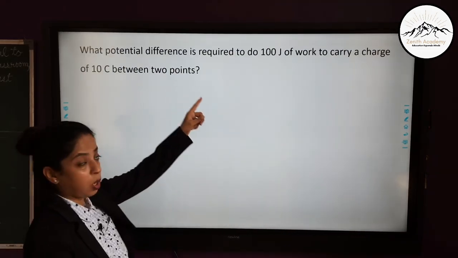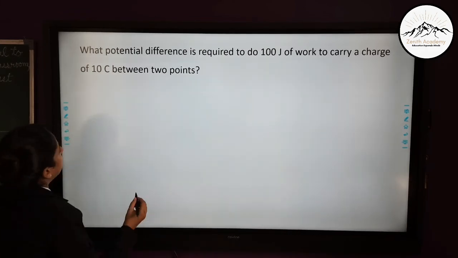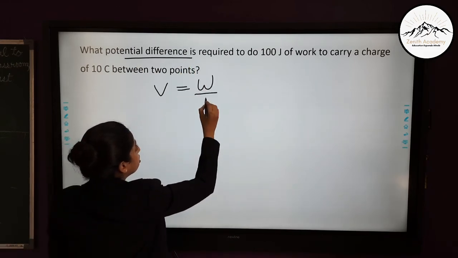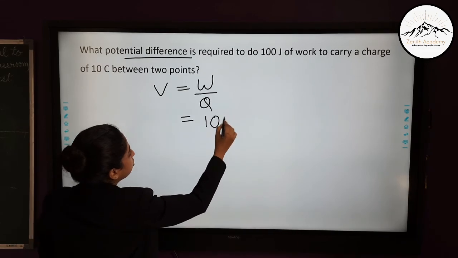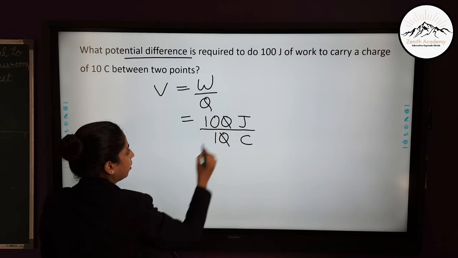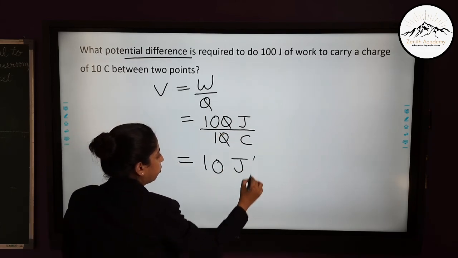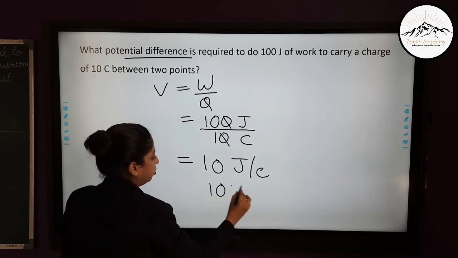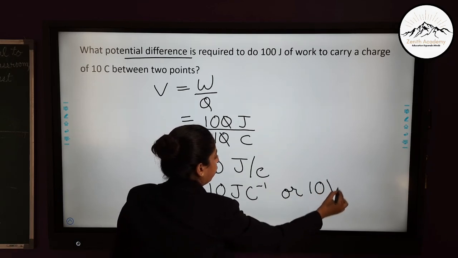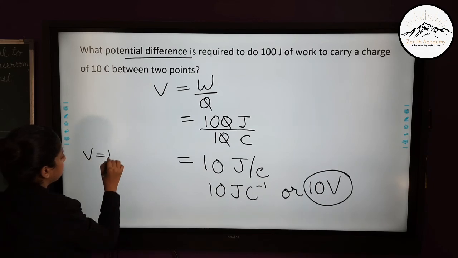What potential difference is required to do 100 joule of work to carry a charge of 10 coulomb between 2 points? Now they are asking potential difference. So we know potential difference is work done upon total charge. So what is the work done? 100 joules. And what is the total charge? It is 10 coulombs. So this is very easy. So this is 10 joules per coulomb, which we can write as 10 volts. So the SI unit is volts, so we will write that the potential difference is 10 volts.